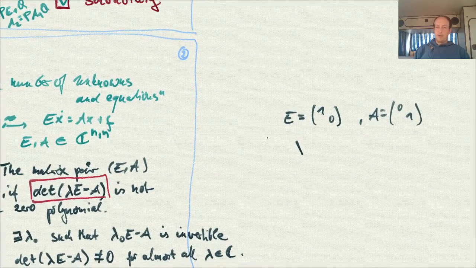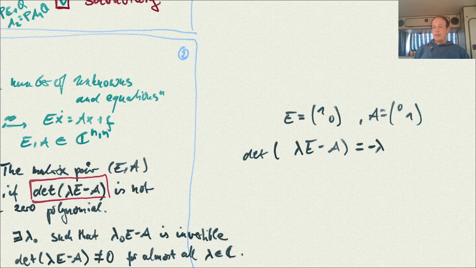If E is invertible, then of course the matrix pair is regular. It's easier to see if A is invertible, then you choose lambda 0, then you have a non-zero polynomial here, and here the determinant of lambda E minus A is then simply lambda minus lambda. And you see this is not zero for most lambda. It's only zero for lambda equal to 0.